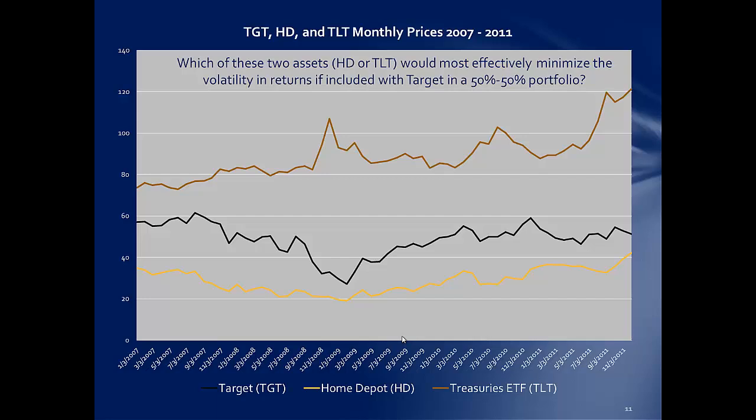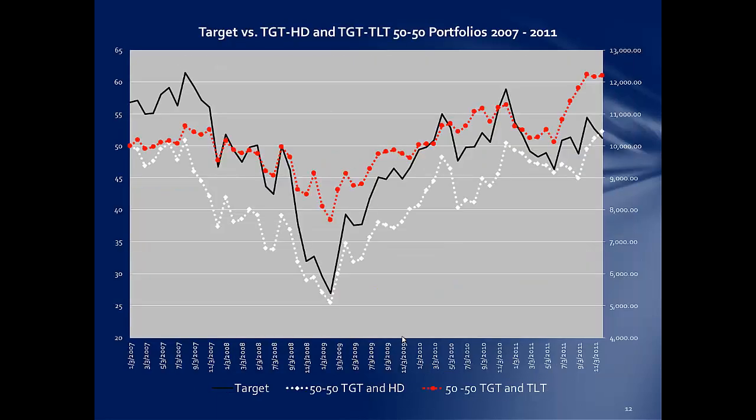Now, my question is this. If you were thinking about combining an asset with Target, so you own the black line, then which asset would help you the most in reducing your portfolio standard deviation? Would combining Home Depot, which is the yellow line, or would combining the Treasury's ETF, which is the brown line, which one of those combinations with your already held Target stock would give you the lowest portfolio standard deviation? Well, I've tried both, and here's the result.